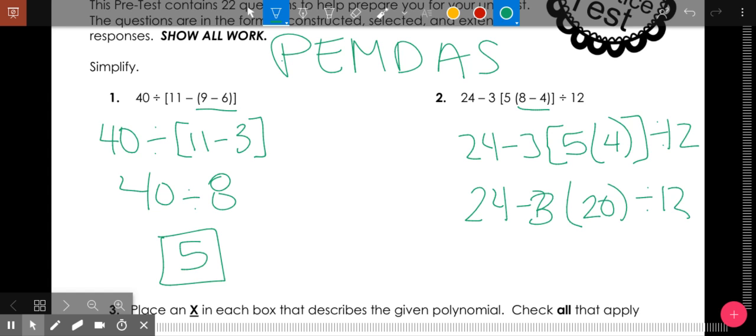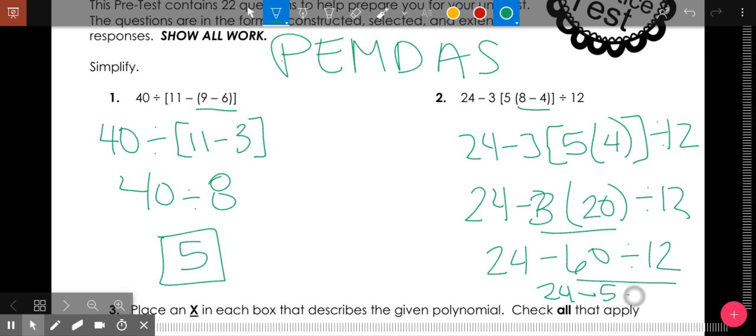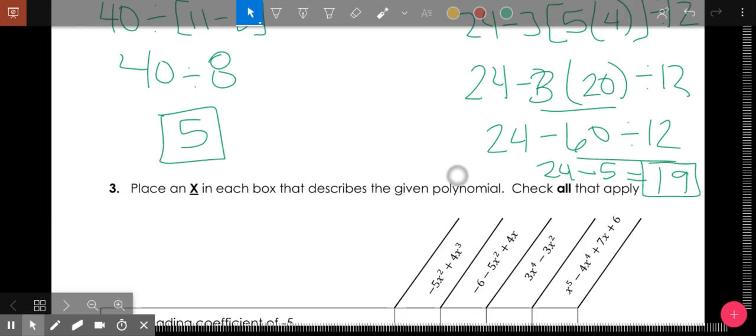Lastly, you're going to do your multiplication and division because you do your subtraction last. So you do 3 times 20, you're going to get 60, divided by 12. You then do your division, which is 60 divided by 12 is 5. So you have 24 minus 5. Your answer is 19. So that is how we do our order of operations. Remember how we did that in previous grades before we started solving equations.